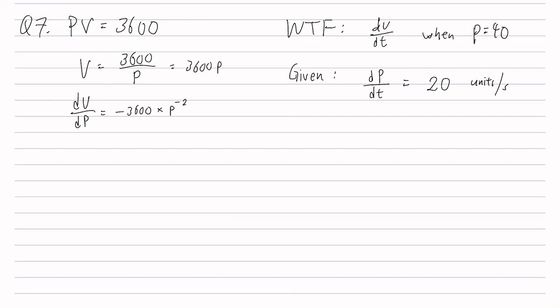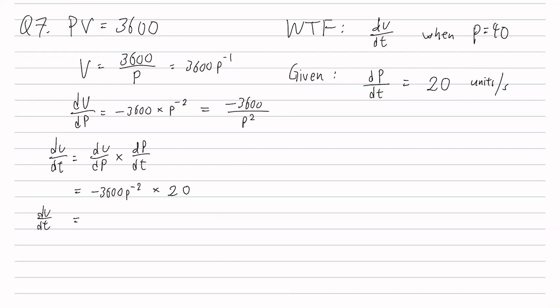Good. Now you can just use that times 20 to get dV over dt. Then sub in P equals 40, then you get the answer. Because dV by dt is what you want, you just split it up with the dP. That's really just the -3600 P to the power -2 times the dP by dt, which is 20. By the way, this can also be rewritten as -3600 over P squared. Not important. But yes, just sub in P equal to 40 and then you're done.